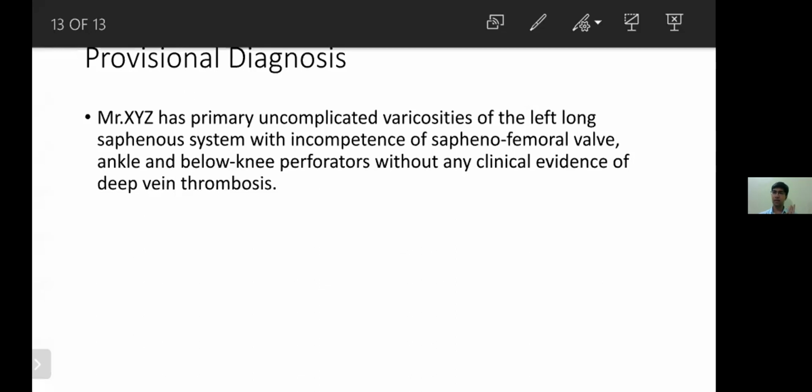Atrophie blanche is something else. What is atrophie blanche? A lot of terminology in varicose veins, a lot of tests, a lot of terminologies. A white atrophic skin patch surrounded by capillaries and hyperpigmentation. Yes, so it is a white patch surrounded by black skin. I'll show you that.